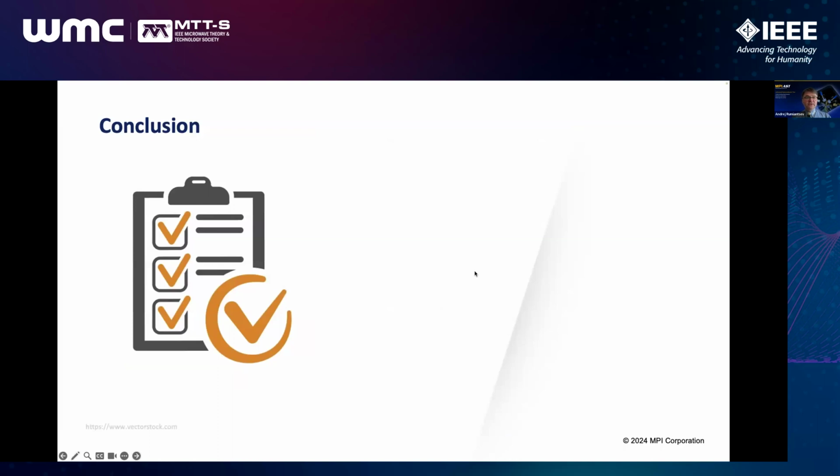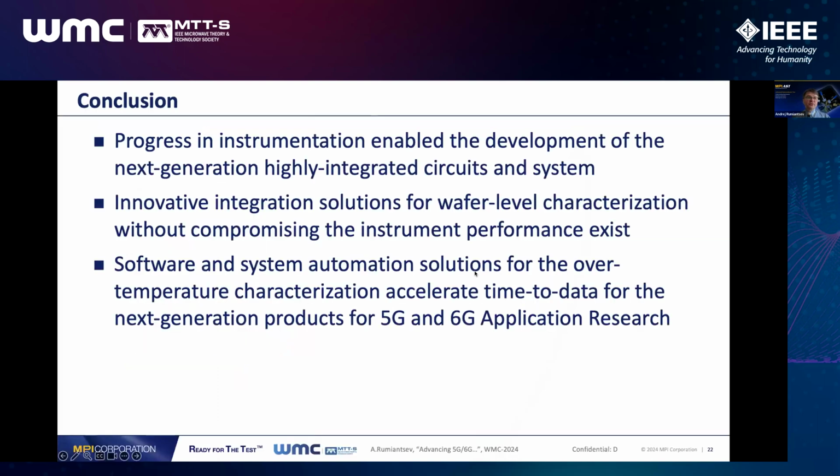So that brings me to the conclusion of my talk. Progress in instrumentation enabled the development of next generation highly integrated circuit systems and development of very accurate device models. Innovative integration solutions for wafer-level characterization without compromising the instrument performance exist today. And software and system automation solutions for over-temperature characterization accelerate time to data for next generation products for 5G and 6G application research.